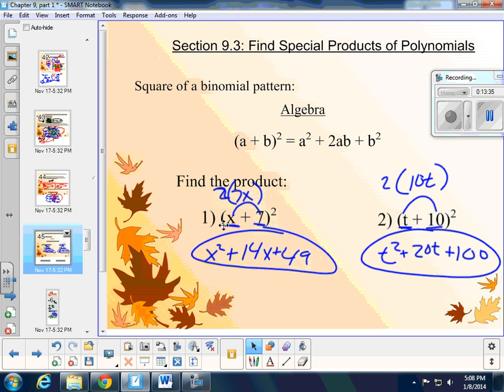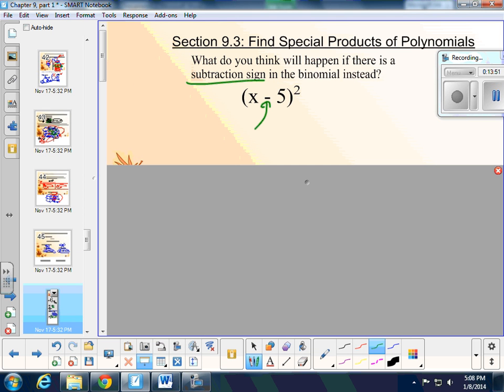The last thing I want to show you, and I've kind of set up problems already. What happens when I have a subtraction sign? What if this is subtraction inside the binomial? Now what's going to happen? How's the answer going to change? I'll usually ask classes ahead of time, what do you think is going to happen? And some can usually kind of figure it out. You're still actually going to have the same kind of pattern.